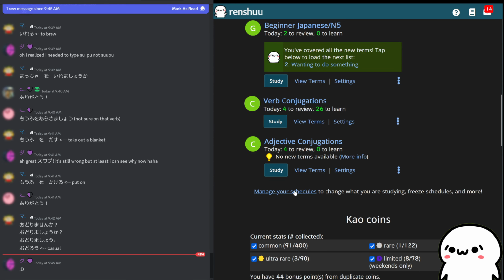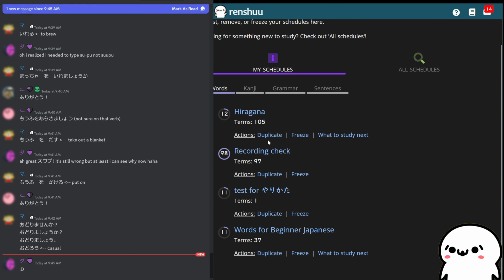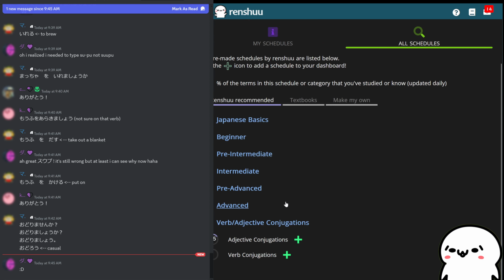If you go into your manage your schedule section, it shows you not only everything you have, it lets you delete things if you don't want them. There's also all schedules, which is all the pre-made schedules that we have. Most of these were already in here before. They look a bit nicer. But down here, this is brand new. There's a verb and adjective conjugation section. And I have them added, so they're already a dark green. But if you don't have them, you can push them to add these to your dashboard.